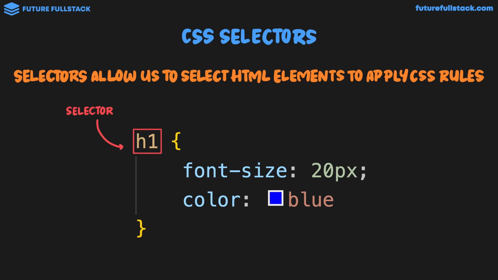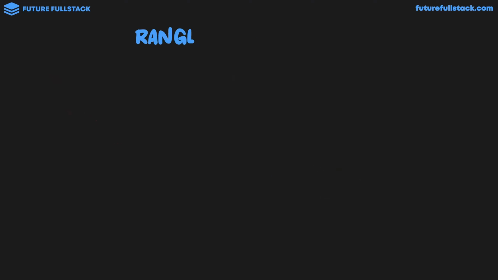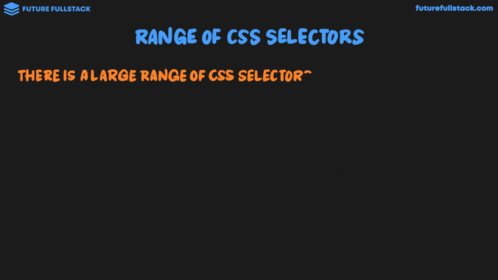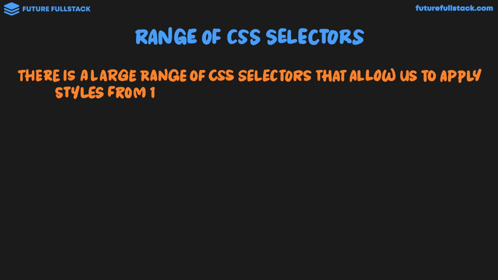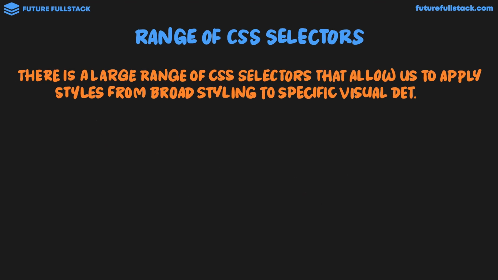Now, this is one of the most basic selectors you've likely come across already. But there are in fact a range of CSS selectors. There is a large range of CSS selectors that allow us to apply styles from broad styling to specific visual details. I've broken this down into 4 categories. The first are basic selectors. These include element selectors and things like IDs and classes, which we'll be talking about soon. Basic selectors are used a lot. They are the most common type of selector used.